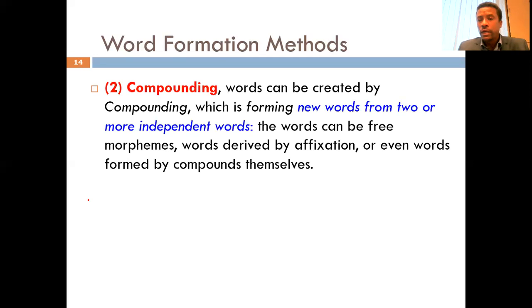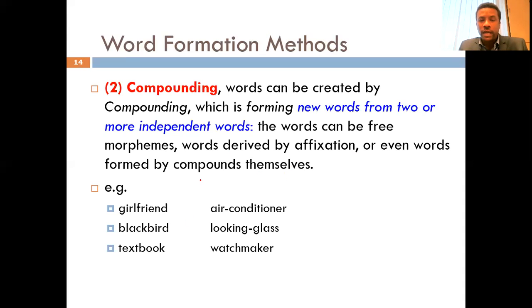The other type of creating a word, we call it compounding. Compounding means attaching or merging 2 or more independent words together to create another word. And it's a common type of word formation. So to create words, we are going to combine multiple word forms. So we have very good examples like the word girlfriend, blackbird, textbook, air conditioner, looking glasses, watchmaker. All of them are made up of 2 independent words. And whenever you combine them, they would create another form, or they would create another word. So compounding is another type of word formation that we have.